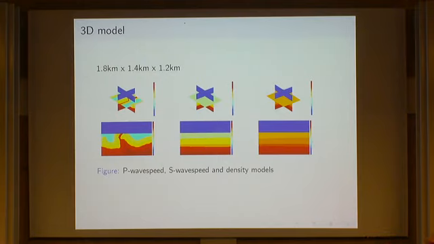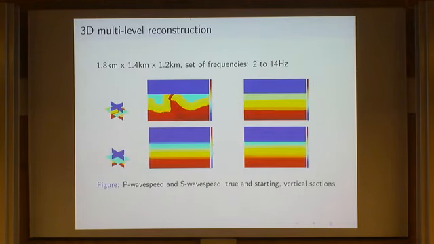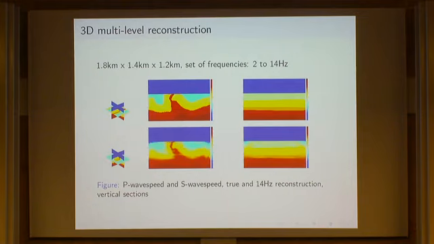This time is actually designed as a test model in Tom's group in Princeton. Here you have the P and S-wave speed and density, and here you see how you can reconstruct. So this is the true model, these are the initial models, and this gives you the idea.